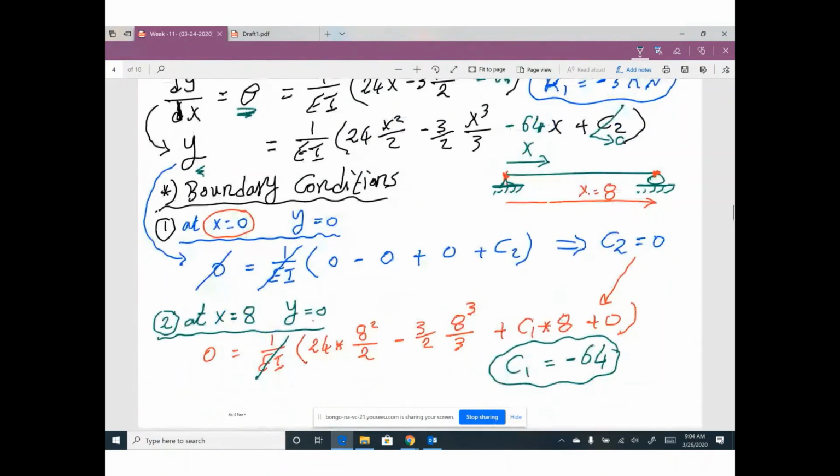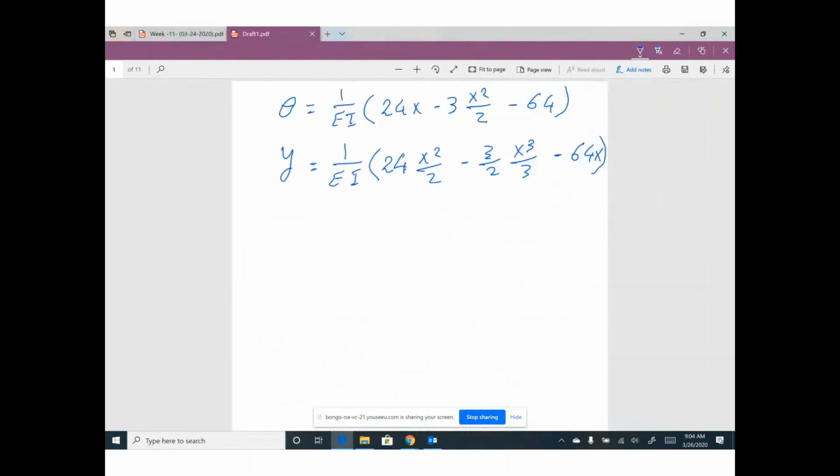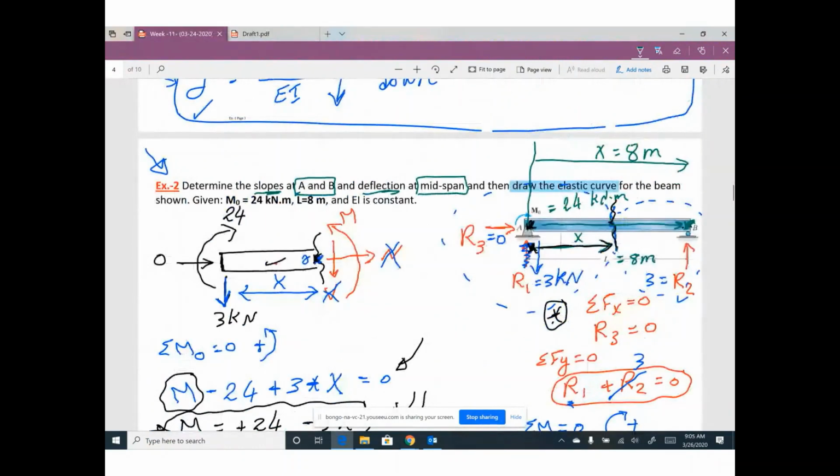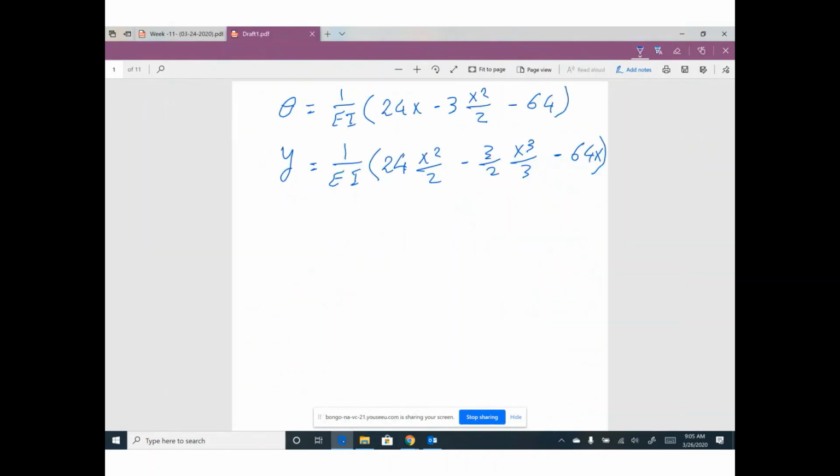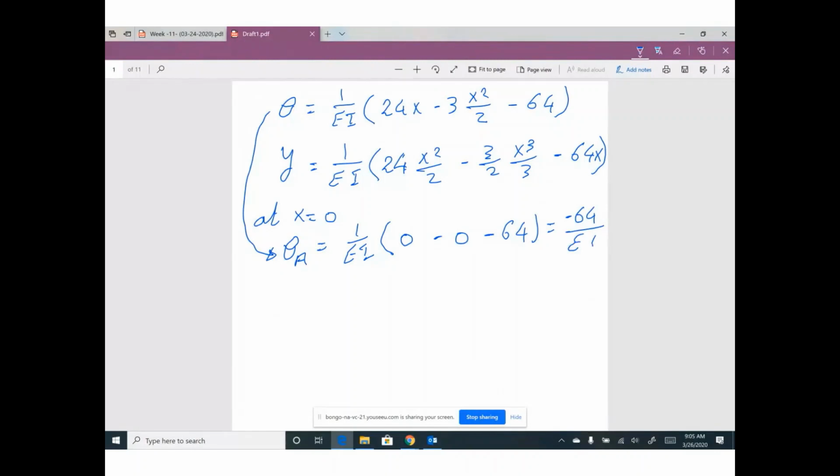Once you have your constants and you get the final equation for theta and y without any constant, all of them are functions of x. I can go back to the original problem and see what is required. We need the slope theta at A and theta at B. Anybody can tell me point A at x equal what? 0. Point B at x equal what? 8. So at x equals 0, theta at A equals 1 over EI. I'm using this equation. X equals 0, so 0 minus 0 minus 64. So your final answer will be minus 64 divided by EI. Your rotation is negative. That means it's clockwise.